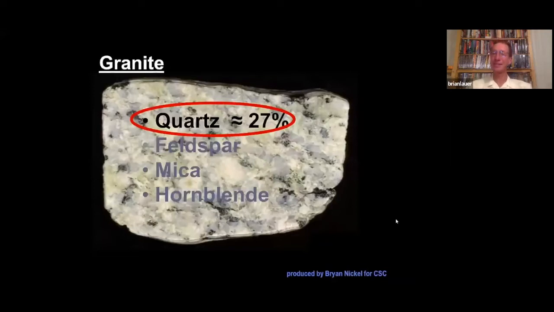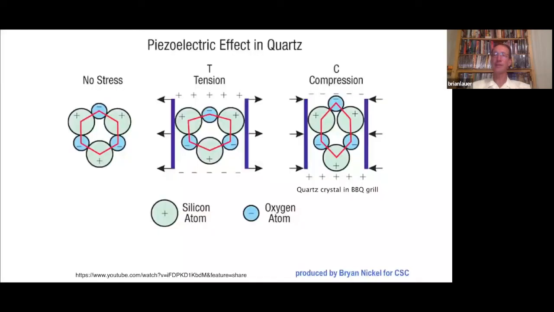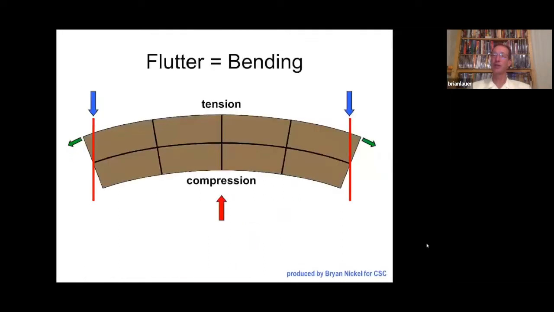And quartz is 27% of the granite. And quartz is piezoelectric. Piezoelectric means that if you compress it or stretch it, it's going to have an electrical charge. And could you imagine big plates of granite in tension? At the top, if it's bending, there's going to be tension causing a spark, and at the bottom, it's going to be compressed, which is going to cause a charge. And that's what was happening to the plates.